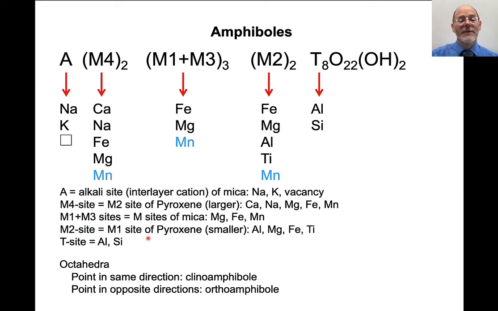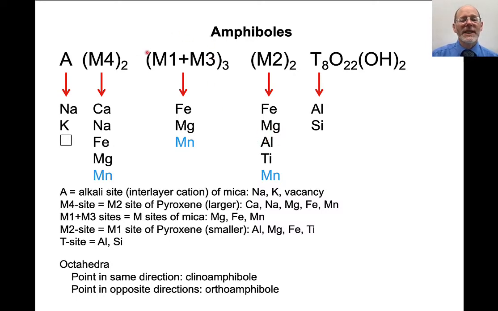Amphiboles have a lot of chemical complexity. They have an alkali site that's inherited from the mica substructure, so it takes sodium and potassium. It has these 2 sites over here, a larger octahedral site and a smaller octahedral site. These are inherited from the pyroxenes. And so like the pyroxenes, this larger octahedral site can take calcium, like in diopside, sodium, like in jadeite, another pyroxene, as well as iron and magnesium, like the orthopyroxenes. And then this smaller site can take iron and magnesium, like clinopyroxene, orthopyroxene, and aluminum, like jadeite.